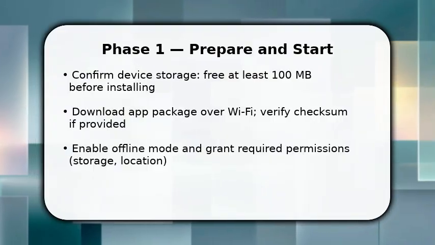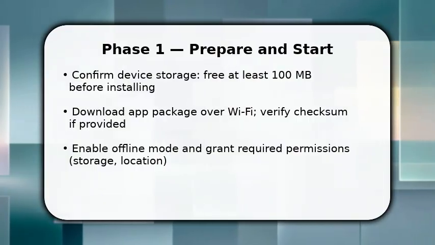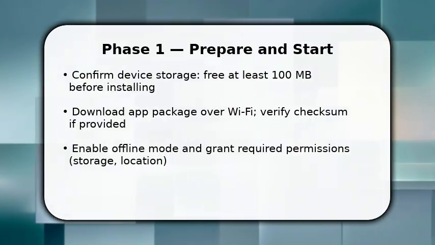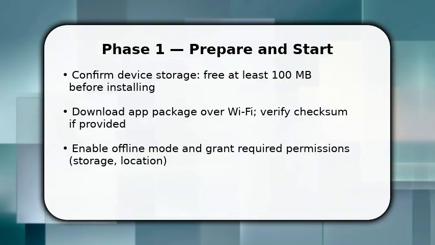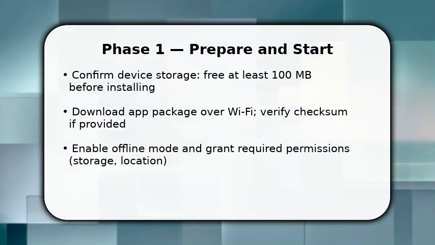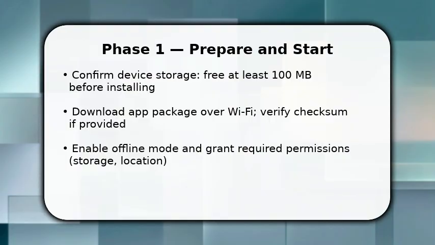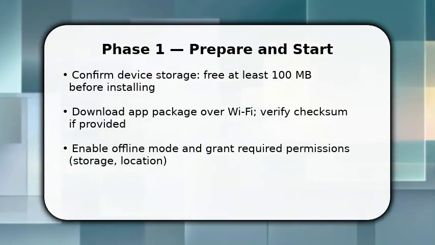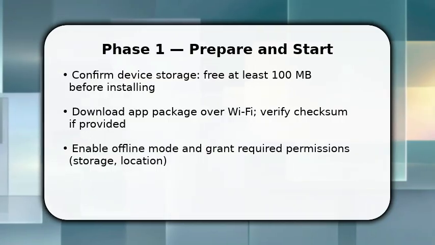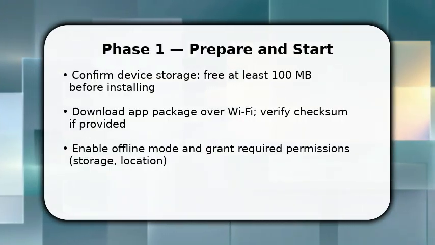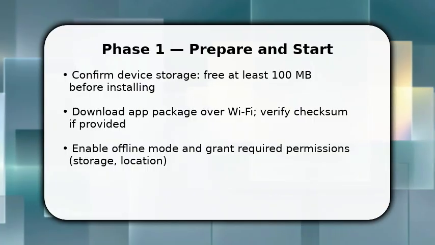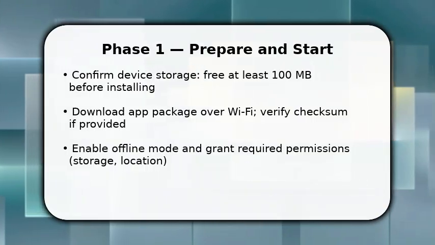You begin by preparing the device: free space, a stable Wi-Fi download, and permissions so the app can cache data. Once you have storage and the package, install and open the app. Follow the initial prompts to enable offline mode. Make sure to allow storage and any required location permissions. This lets the app save files locally. You do this now to avoid interruptions later.